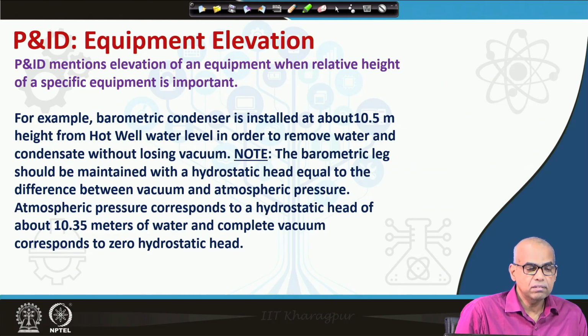The barometric leg should be maintained with a hydrostatic head equal to the difference between vacuum and atmospheric pressure. Atmospheric pressure corresponds to a hydrostatic head of about 10.35 meters of water and complete vacuum corresponds to 0 hydrostatic head. So, in order to maintain vacuum, the barometric condenser is installed at about 10.5 meter height from the hot well water level.